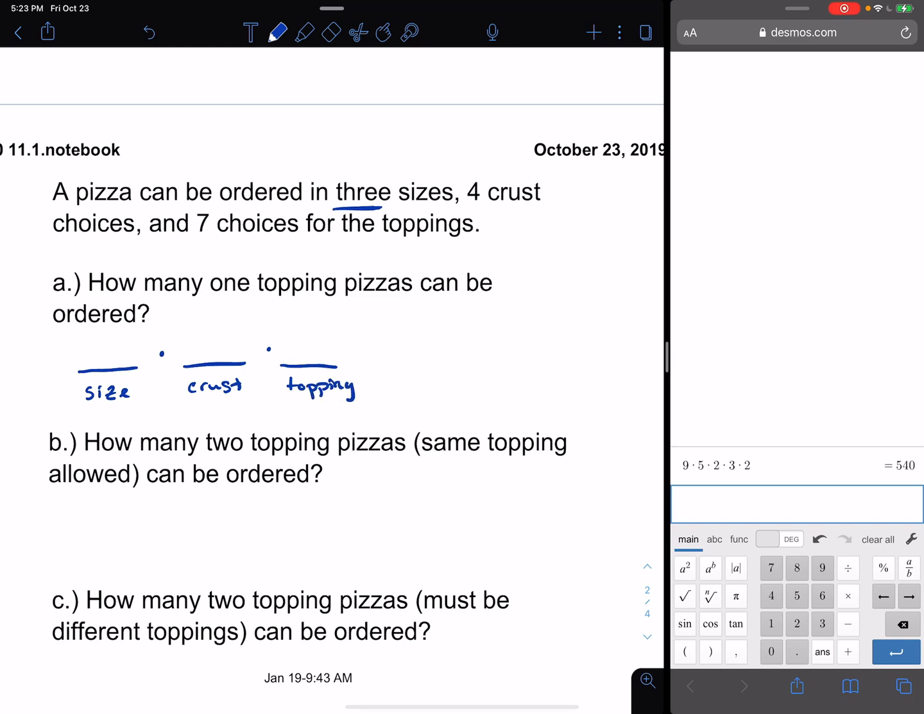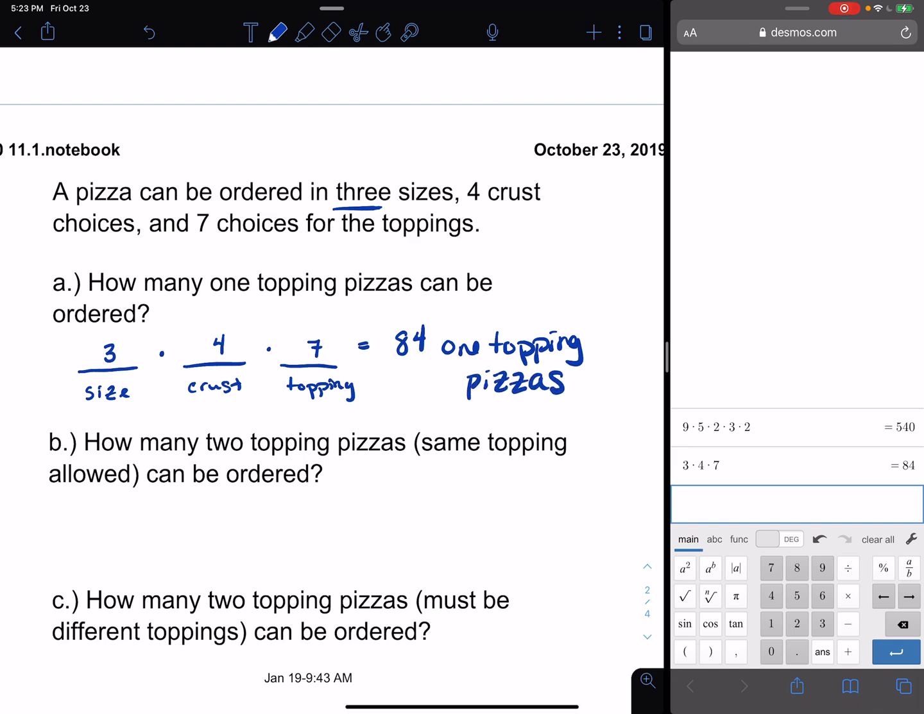So they tell me that there's 3 sizes that I have to choose from, that there's 4 crusts that I have to choose from, and that there's 7 choices for the toppings. So when I do that 3 times 4 times 7, that ends up telling me that there's 84 different 1-topping pizzas.